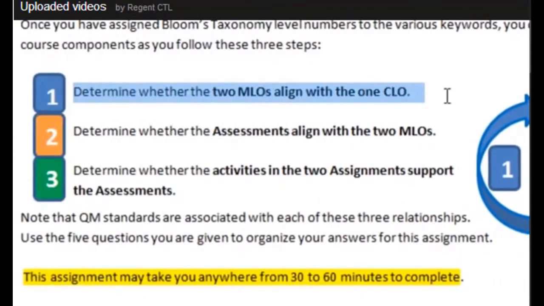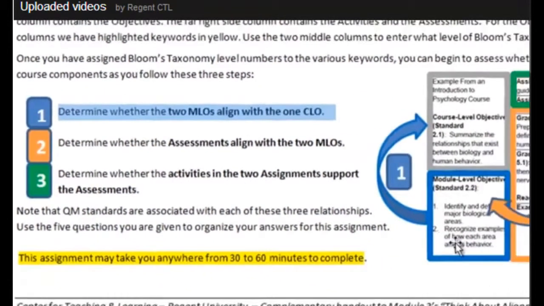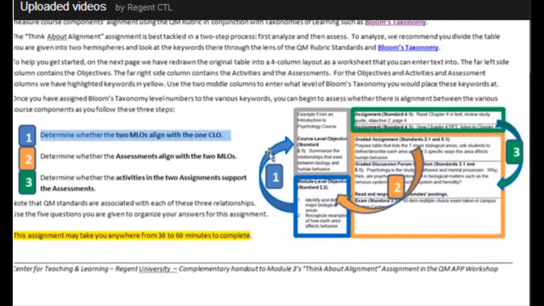First, you determine whether the module level objectives, which I have highlighted here in blue, are in alignment with the course level objective. The second thing you want to know is whether the assessments, which I have highlighted here in orange, are in alignment with the module level objectives. And the third thing is whether the activities we're asking the students to go through are in alignment with the assessments that you will be giving them.